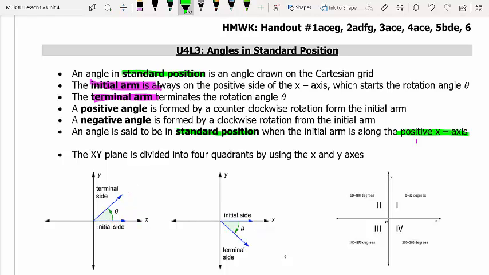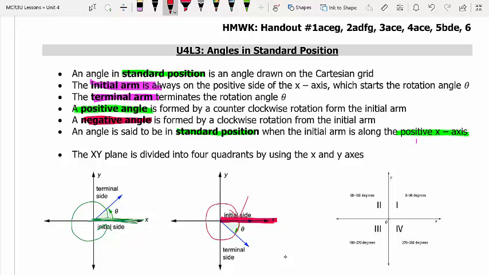Okay, we can also create positive angles and negative angles on this Cartesian grid. A positive angle is an angle that again starts at that positive x-axis with an initial arm, and then the angle rotation follows a counterclockwise rotation. So all positive angles always start at the positive x-axis and go counterclockwise. That is a positive angle. A negative angle still starts at that initial arm, which is on the positive x-axis, but then to create a negative angle, you go clockwise.